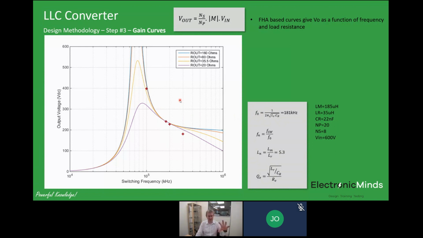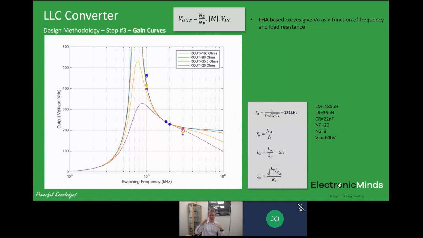I did this the same for the 35.5 ohm case, that's the yellow circles here, the 80 ohm case, and the 160 ohm case. And in all cases, that trend is the same. The FHA works really well near F0, but you get higher voltage than you expect below resonance and lower voltage above resonance. And that's quite neat for us, actually, because if you imagine you've got a system where the input voltage is moving around, or maybe you've got a battery charger where the output voltage needs to move by quite a lot.